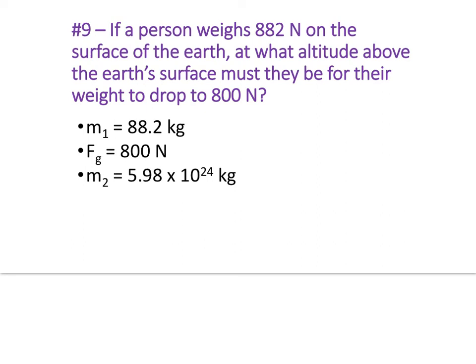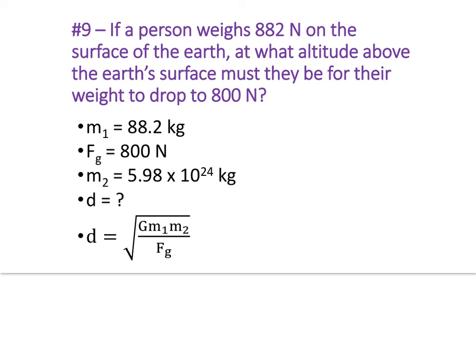And we have our mass 2. Our second object is the Earth, because we're talking about how far away from the Earth's surface. And our mass 2 is 5.98 times 10 to the 24 kilograms. We're looking for a distance, once again, square root of big G times M1 times M2 divided by force. When you plug all that into the calculator, you're going to get some big number. What that number is telling you is the distance from the center of the Earth to the center of the person. But that's not what I want.